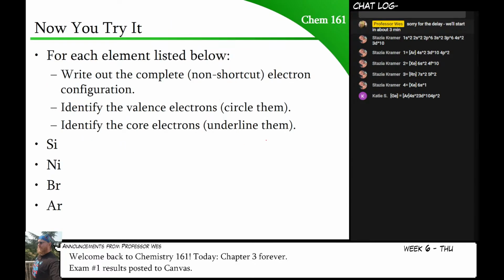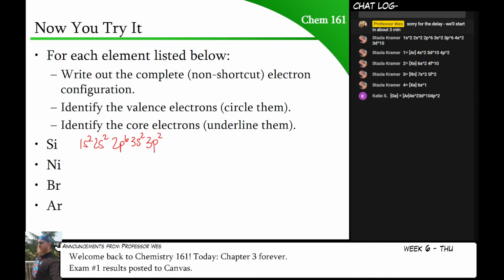All right, so what I want you to do here is write up more electron configurations, but I also want you to write them out without using a shortcut. So I've tried to give you elements that aren't buried under like 70 electrons. Let's do silicon for an example here. So silicon would be 1s2, 2s2, 2p6, 3s2, 3p2.